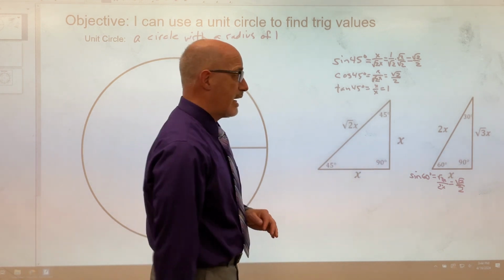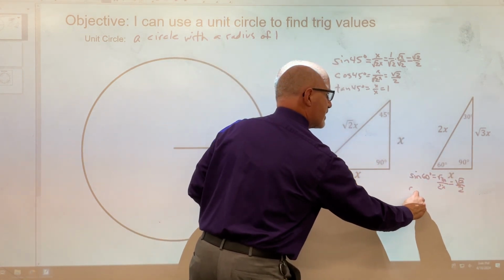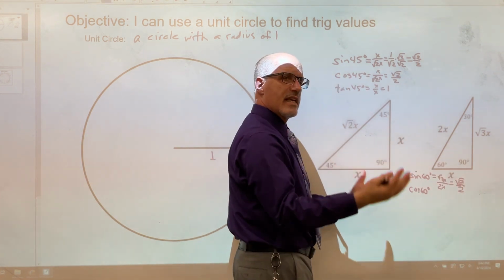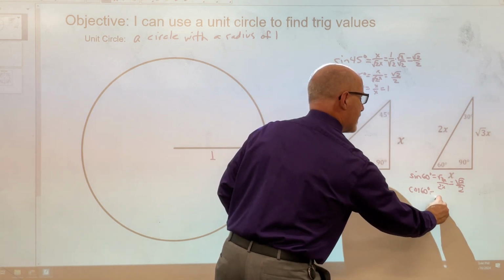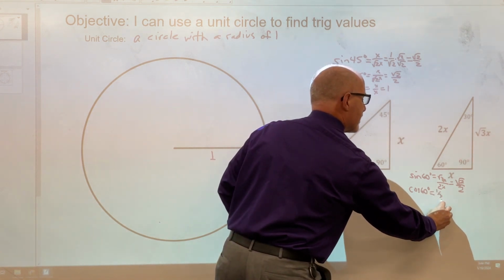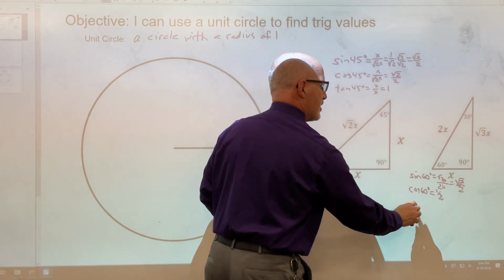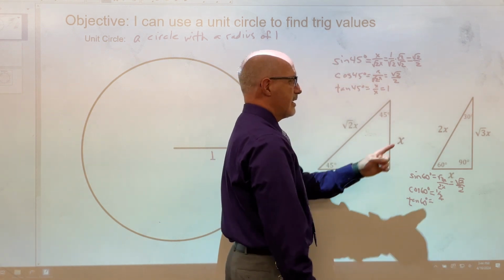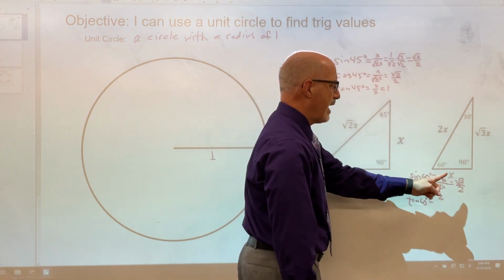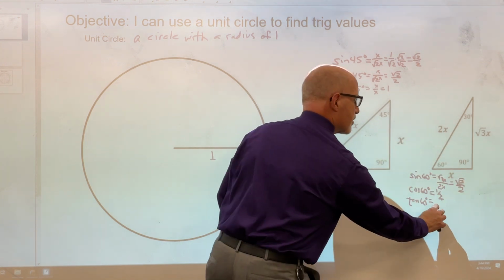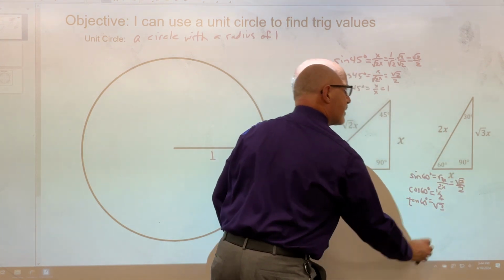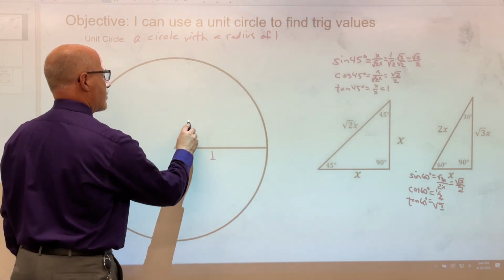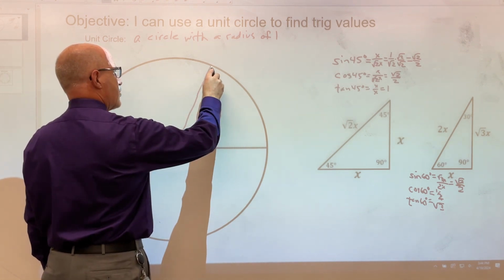If you do the cosine, you get the adjacent side for 60 degrees, which is x over 2x. The x will reduce out, and you end up with just 1/2. And lastly, the tangent of 60 degrees is square root of 3 times x over x, which is just the square root of 3.